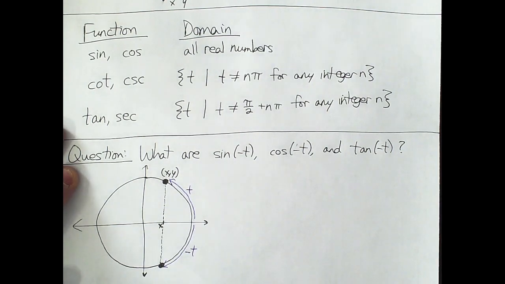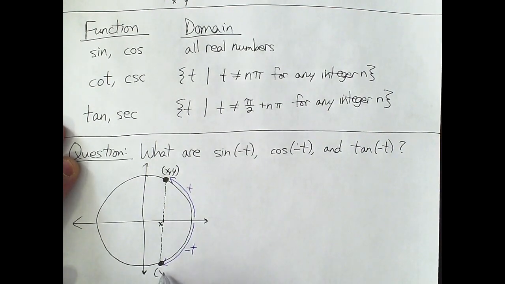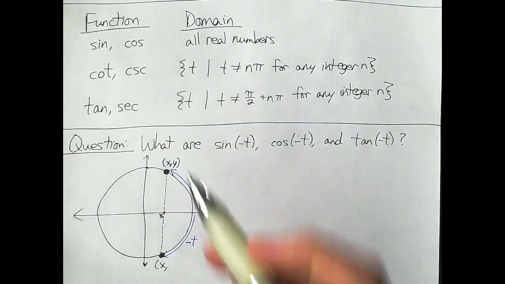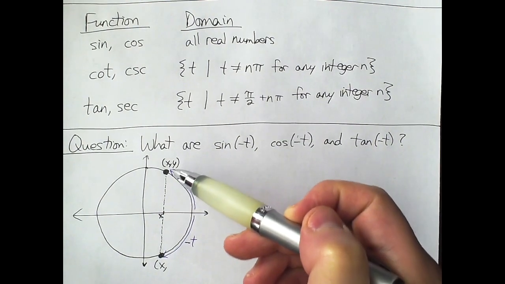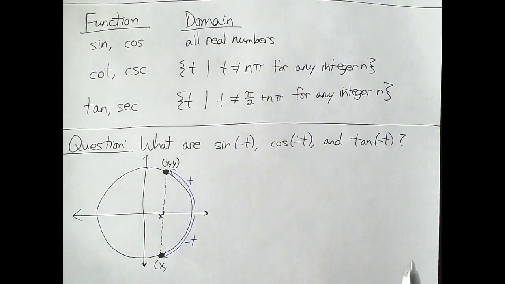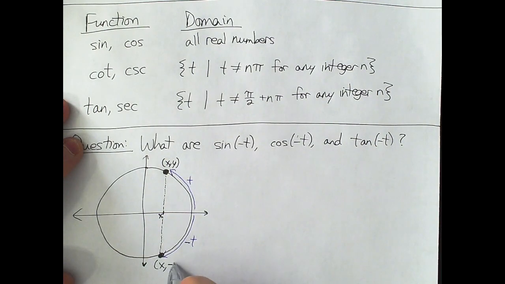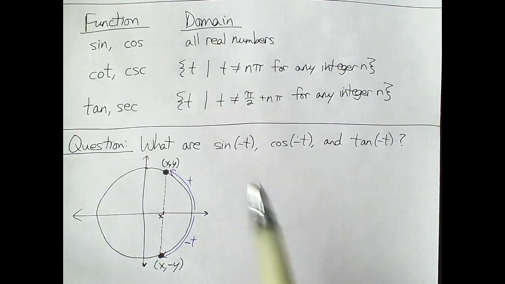They should have the same x coordinate. This is x comma something, because one is directly on top of the other, same x value. What about y? Well, because the circle is perfectly symmetrical, and this is like the top half of the circle is like a mirror image of the bottom half of the circle, this should be negative y. So when we go negative t around the unit circle, it should have this effect of flipping the y coordinate.